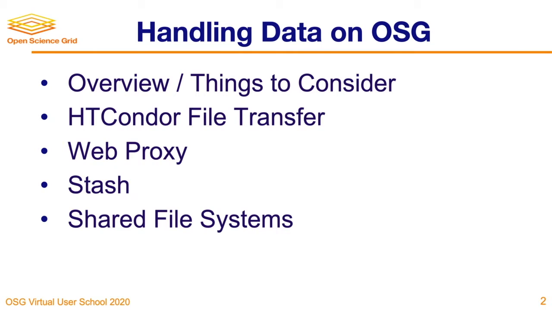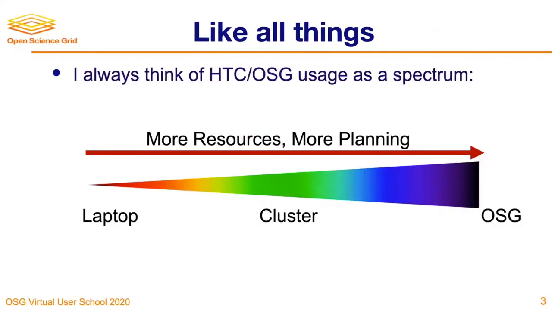So the HTCondor file transfer system that you've currently been covering, using a web proxy, how to use Stash, and then finally we're going to just briefly touch on some shared file systems. When beginning to run jobs on OSG, it's good to think of things as kind of a spectrum, right? Whether you've previously run your analysis on your local machine or on a cluster, each step of accessing these resources takes more planning and more preparation in order to effectively utilize them.